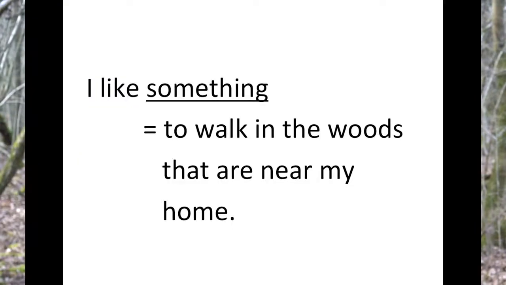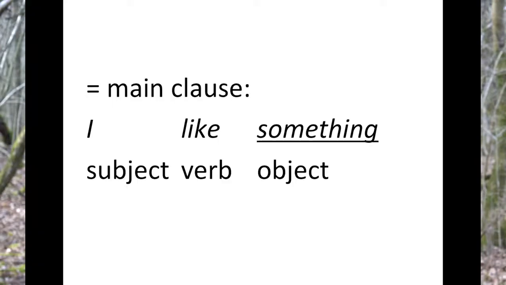I like something. I like to walk in the woods that are near my home. This is actually the main clause, consisting of a verb, like, and the subject, I, and the object that is pretty long. Now, this main clause, I like something, is actually really interesting because the something, the object, is a clause in its own right. It's actually a clause within that clause. So it's a lot of complexity there.